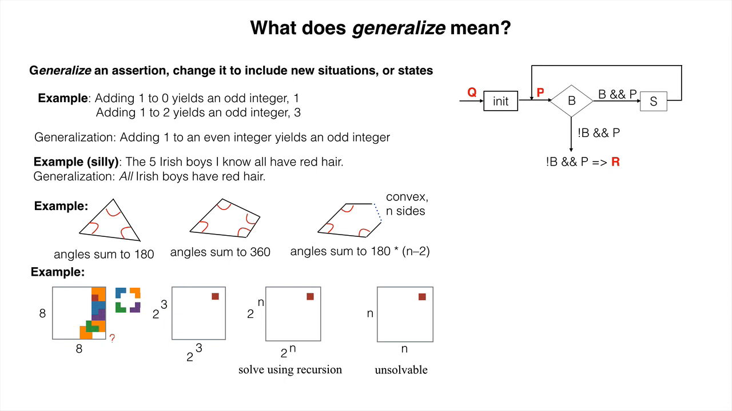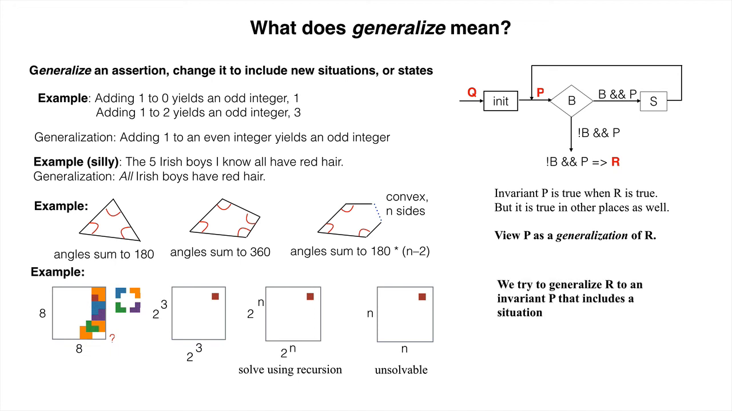In the domain of loops, generalization will help us find loop invariants. When we start developing a loop, we have a precondition and a postcondition, R. R is true after the last iteration. Invariant P is supposed to be true after every iteration. Hence, P can be viewed as a generalization of R. We try to generalize R to a situation in which simple initialization can make P true.